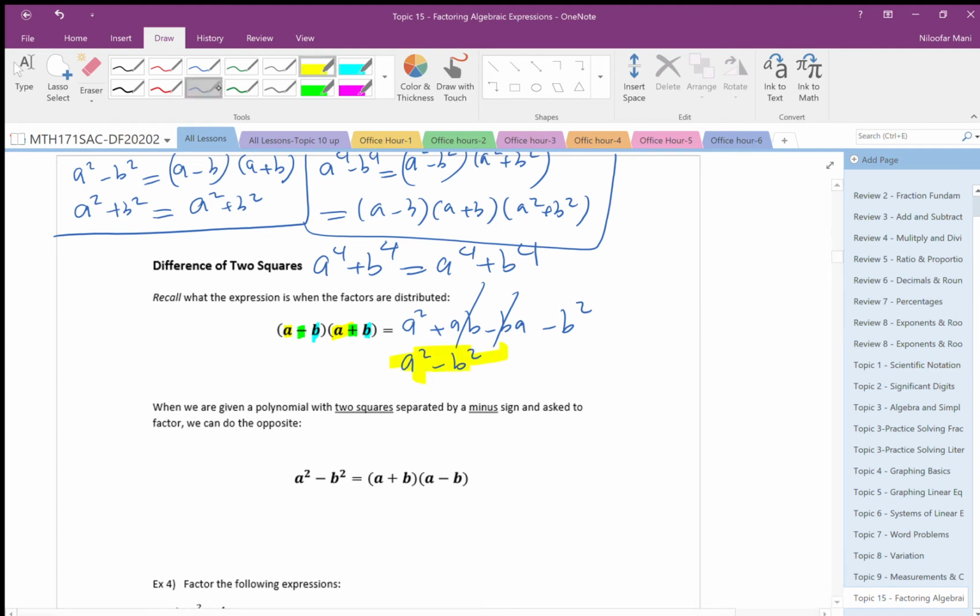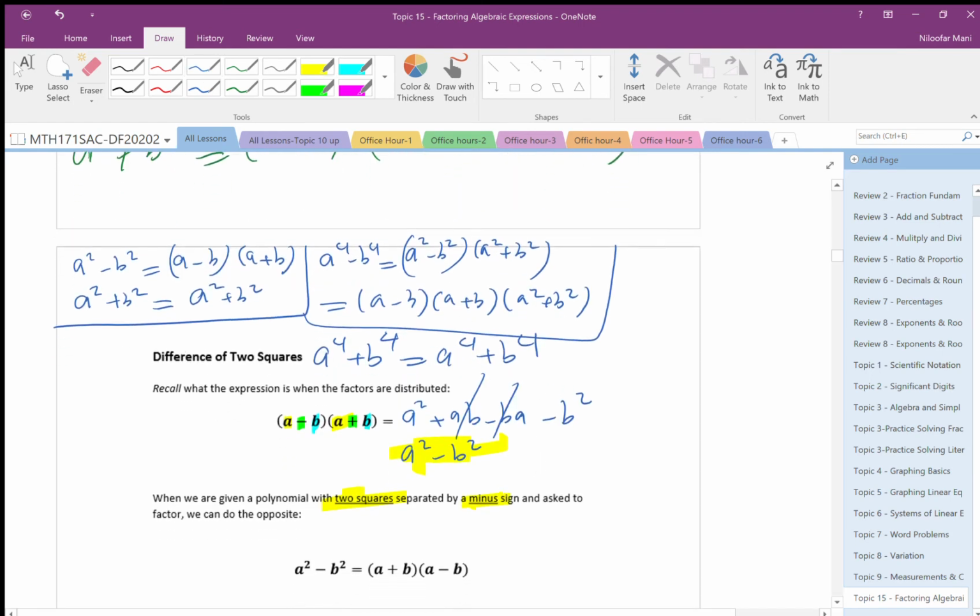So if you see just two squares in subtraction, you have two squares that are separated by a minus. So when you have two squares that are subtracted, separated by a minus, then you can factor, and we call this difference of a square. That's what we say. Okay, so here I have some formula for you.